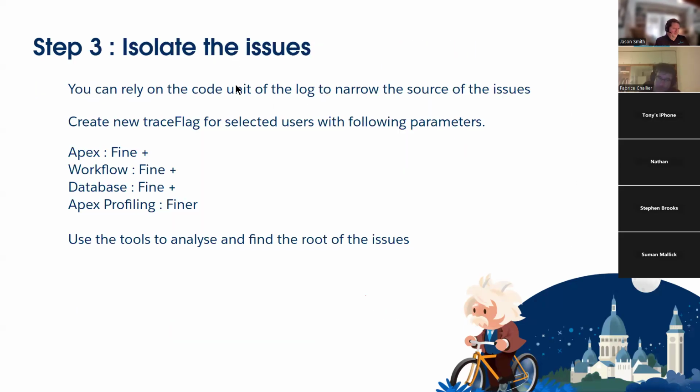And as I said previously, the last step, when you have found some point that seems to be very slow, is to create a new trace flag and add the debug level on the trace flag corresponding to what you want to see. Normally I will use Apex, Workflow and Database to define the level, and I will use Apex Profiling at the finer level because I want to understand if I have a performance issue related to my SQL or DML operations.